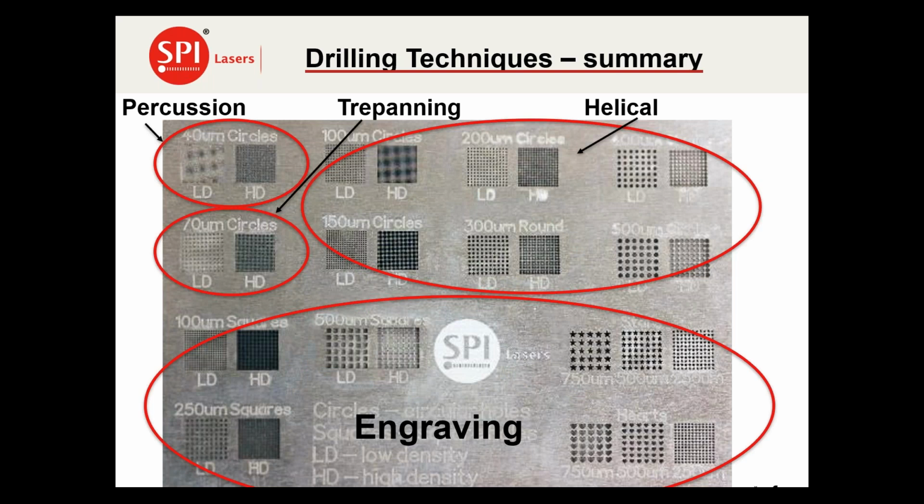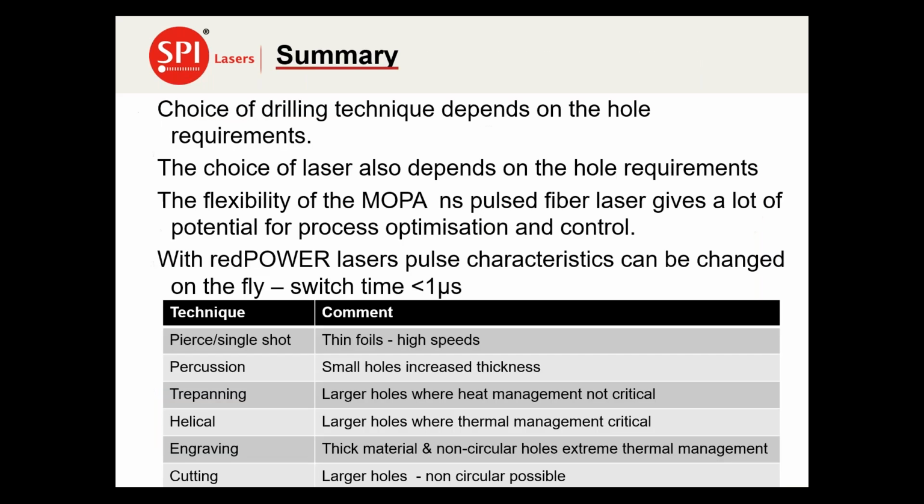So I like this kind of sample because it shows all the different techniques here. From percussion, where we're drilling 40 micron holes, to trepanning, those 70 micron circles, and then a whole host of helical circles going up to 500 microns in terms of diameter. And then we're a bit more creative by doing the shapes, squares, diamonds, hearts, so that we can create apertures, whatever you want. So in summary, the choice of drilling technique depends on the hole requirement.